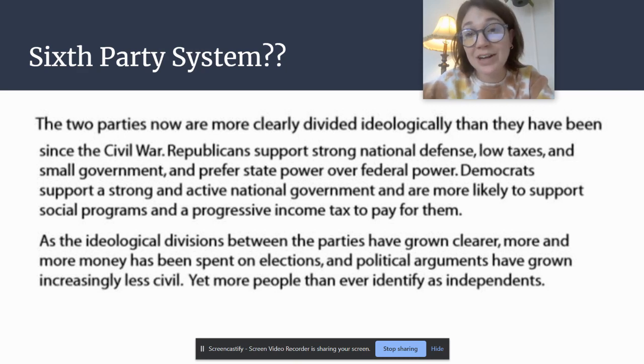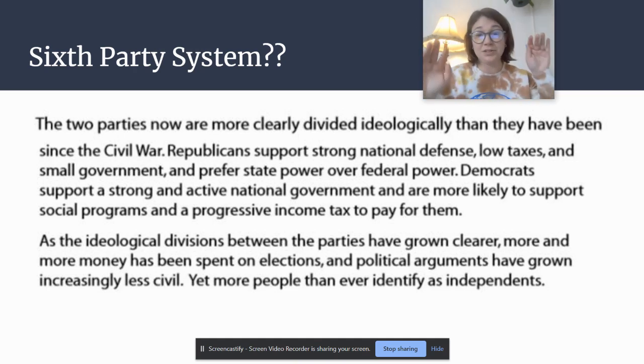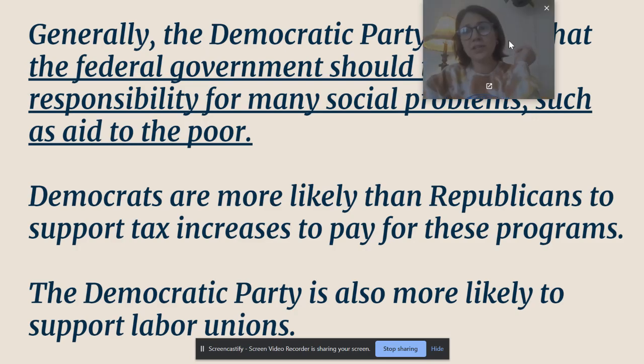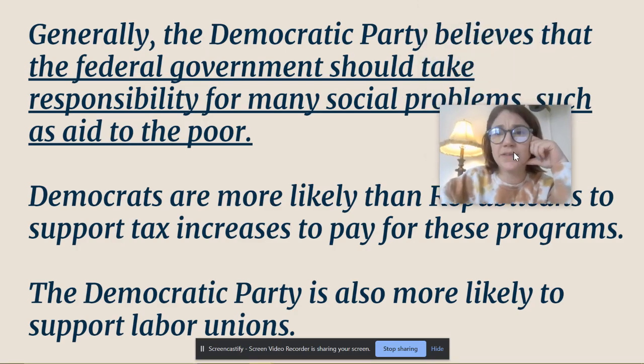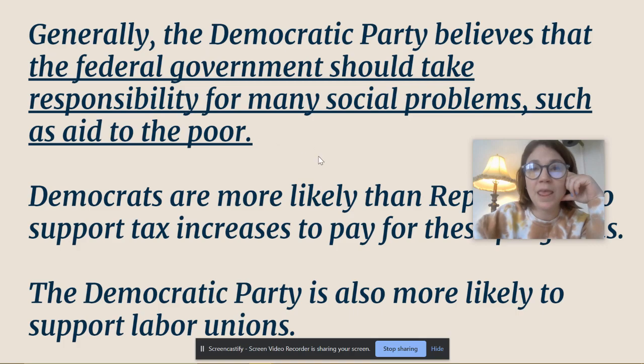Yet more people than ever actually identify as independents, right? I'm not either party. I'm independent. I want to make my own decision. So let's look more at the general beliefs of Democrats and Republicans today.